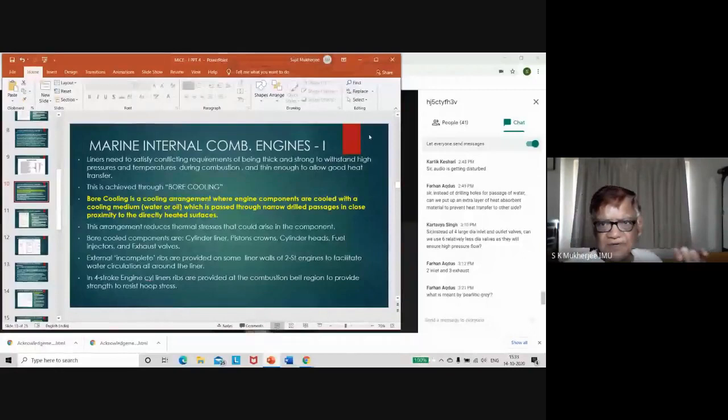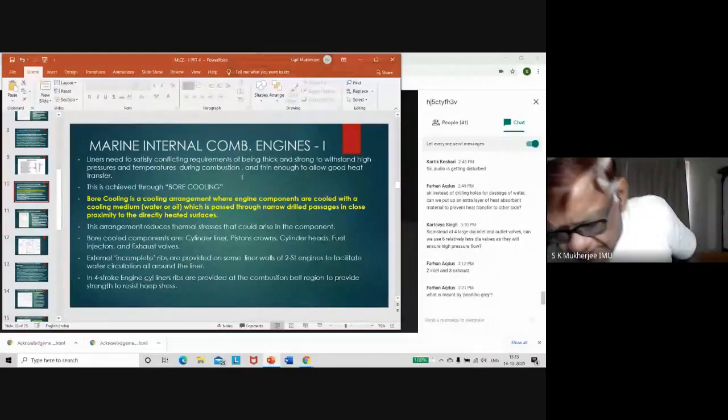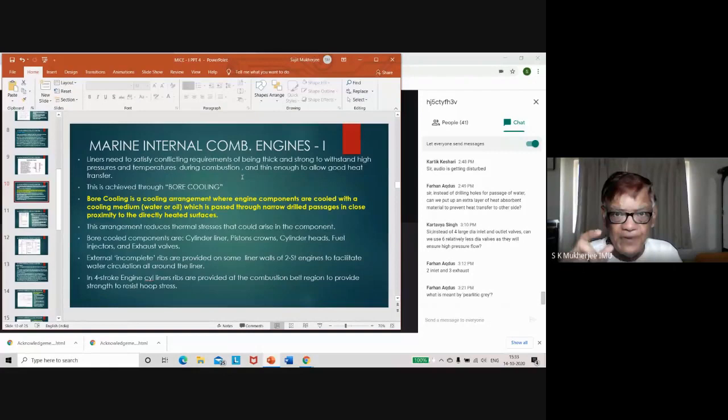Okay, next page, what we have is: liners need to satisfy. Here is a very important point. Liners need to satisfy conflicting requirements of being thick and strong to withstand high pressures and temperatures during combustion, and thin enough to allow good heat transfer. Now, let me explain this point. You pay full attention and don't make any sound right now.